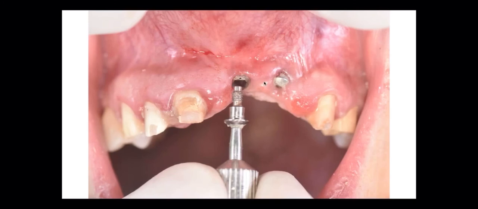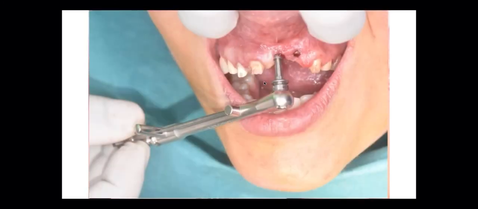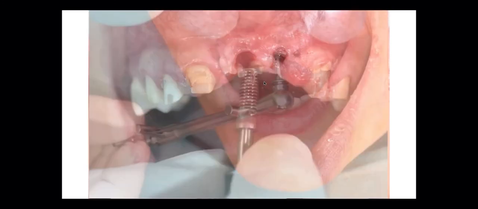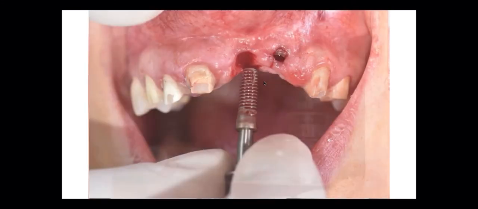So we started by removing the 2 implants. I have special instrumentation and special devices to remove implants without opening a flap. So the 2 implants were removed.